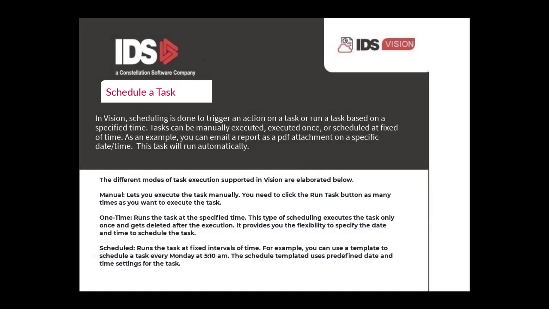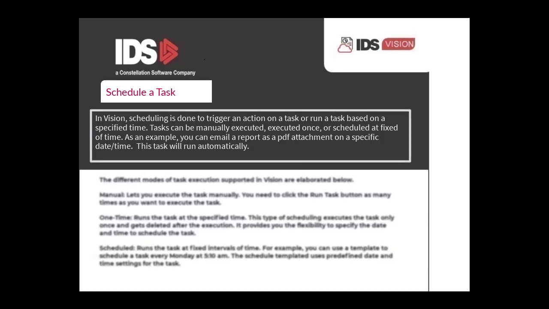In this video, we're going to go over how to schedule a task. In Vision, scheduling is done to trigger when a report or a dashboard is run and then sent to you. It can be run on a specific date and time. They can be manually executed. The task can be executed just once or scheduled. As an example, you can have a report emailed to you tomorrow morning at 8 a.m. as a PDF attachment or an Excel spreadsheet.